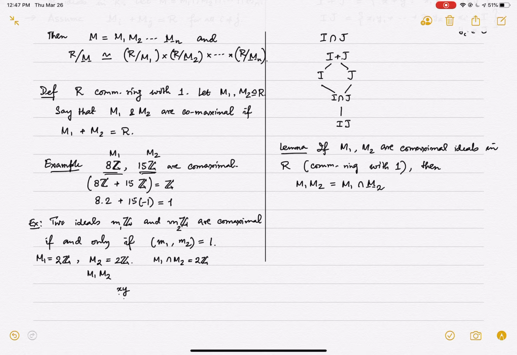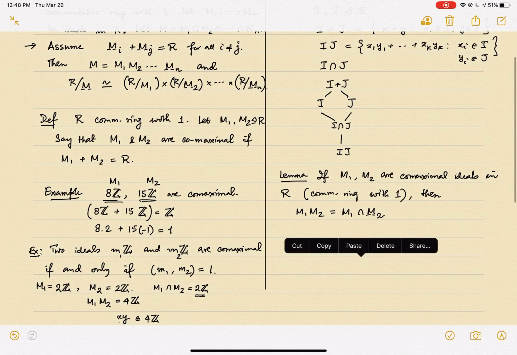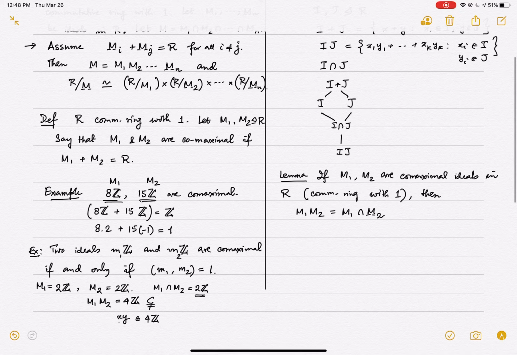x came from M1 and y came from M2. So x is a multiple of 2 and y is a multiple of 2. So the product is going to be a multiple of 4. And if you add a bunch of multiples of 4, then you again get a multiple of 4. So the product in this case is multiples of 4, which is strictly smaller than the set of multiples of 2. Okay. So in general, one is contained in the other. But if you have comaximal ideals, then the intersection and the product are the same.